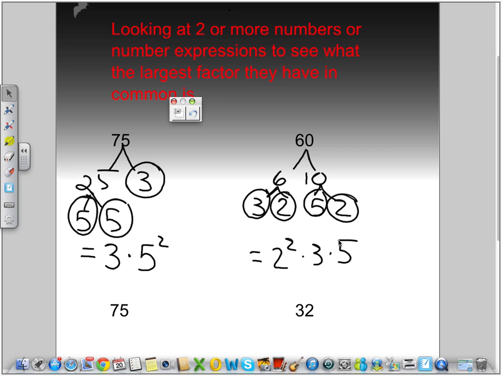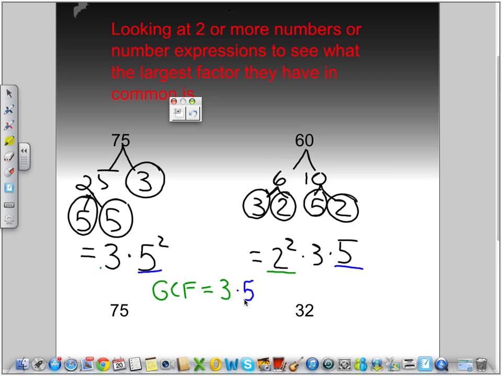If I look at the 2's, I can see that this one has 2's, but this one does not. So I can't put any 2's in common, but they do have a factor of 3 in common. So here I'm going to write GCF equals, and I know they have 1 3 in common, so I write that 3 down. Then I look at the 5's, and I say, do they have any 5's in common? And in fact, they do. They have this 5 in common, and this one has 2 5's because it's 5 times 5. So in common, they only have 1. So my GCF would be 3 times 5.